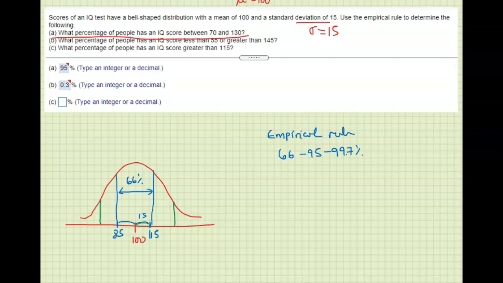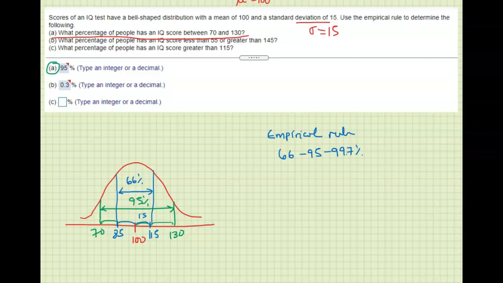The 95 is 2 standard deviations. If I go 2 standard deviations above the mean, 100 plus 15 twice is 130, and below, subtracting another 15, we get 70. Then the empirical rule says that 95% of the data is between 70 and 130. So that's your answer to part A. The percentage of people between 70 and 130 is 95%.